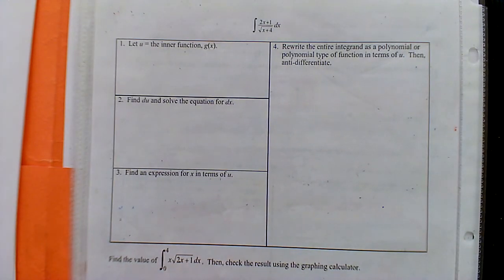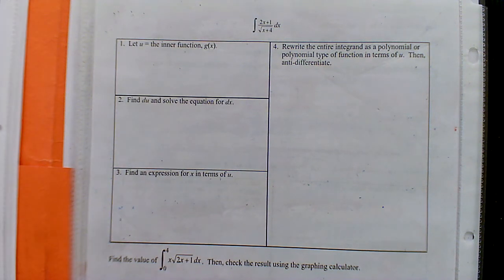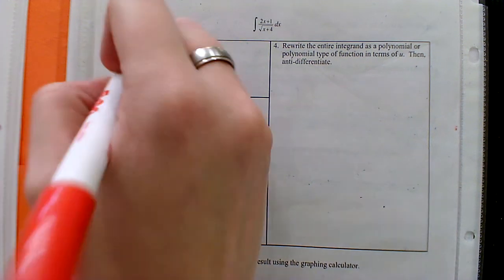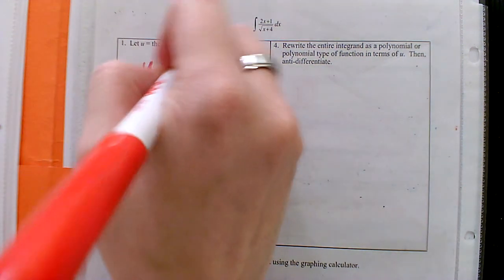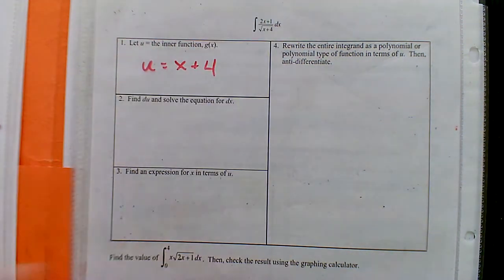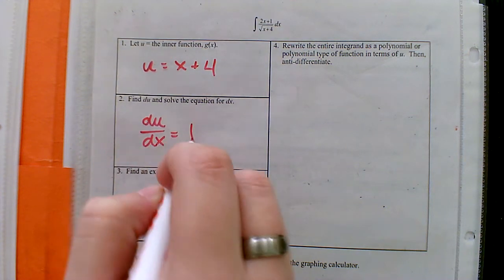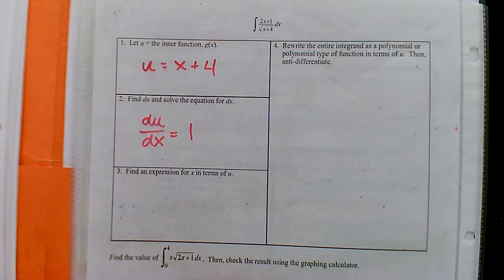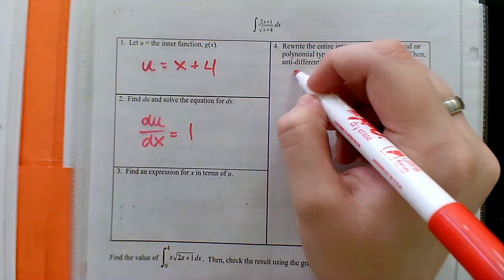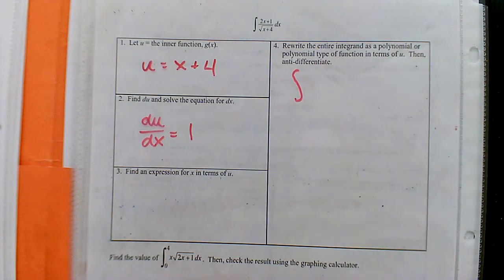What do you want to let u be? What kind of looks like the inside of something? x plus 4, okay. Let's go ahead and find the derivative. That would just be 1. Let's go ahead and rewrite the integral.